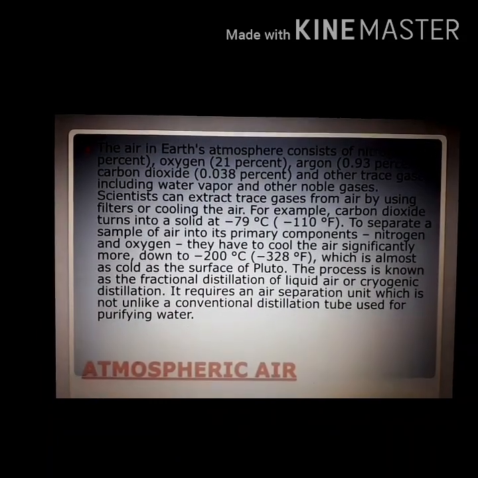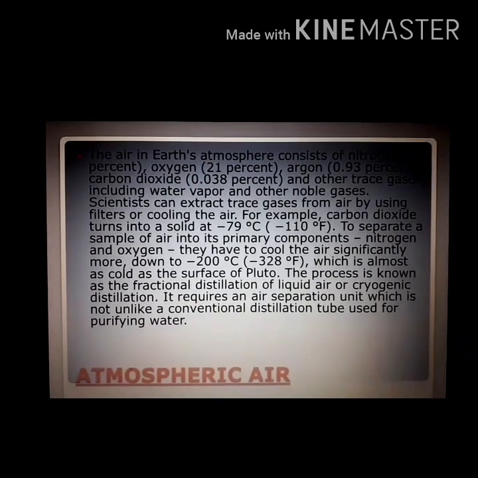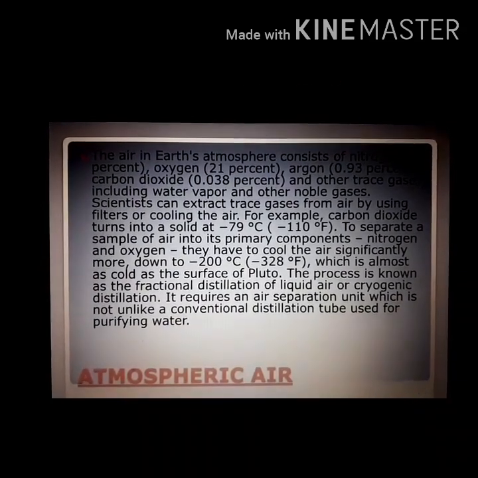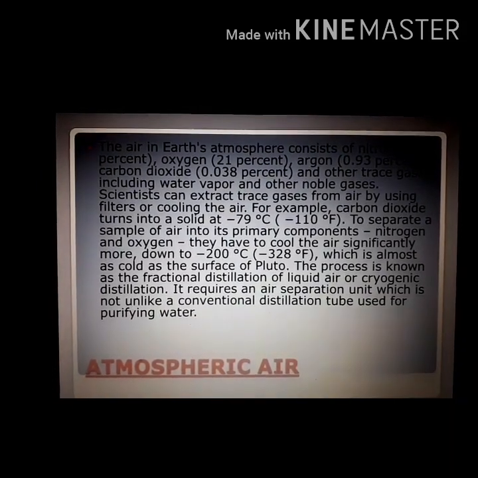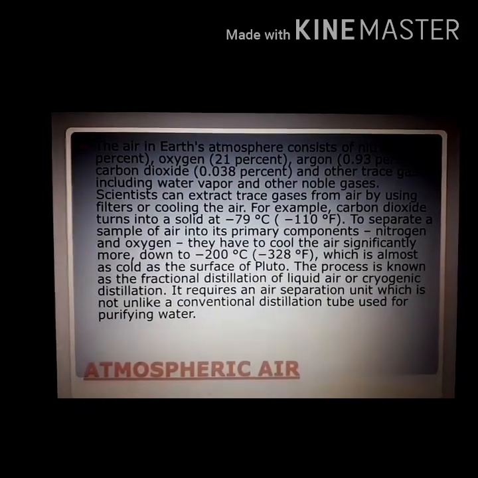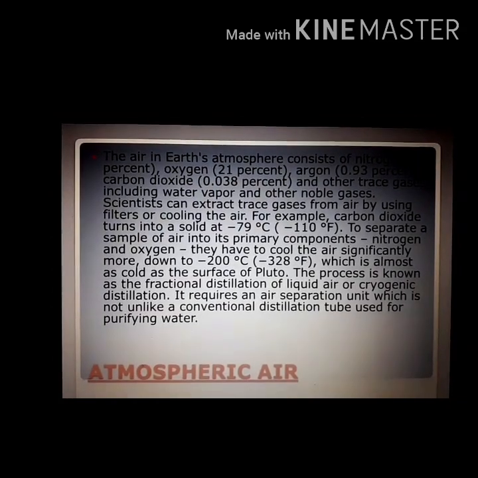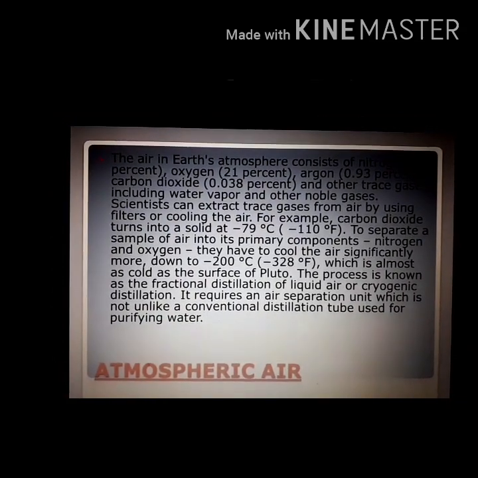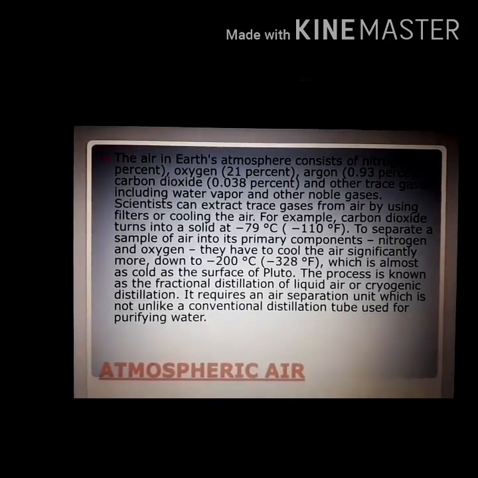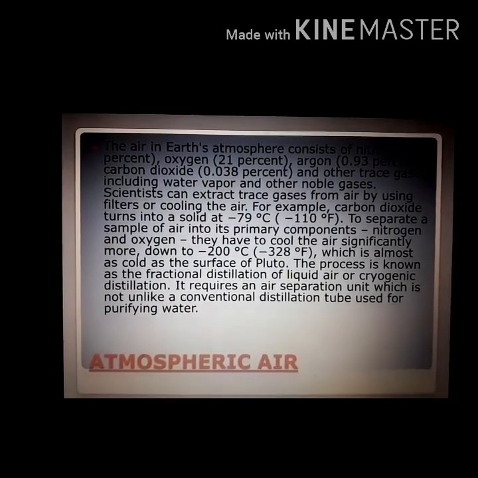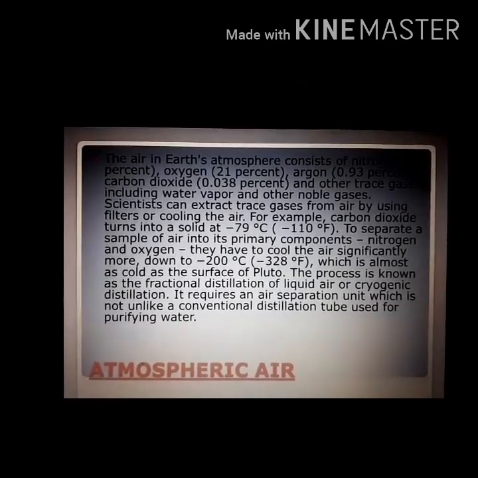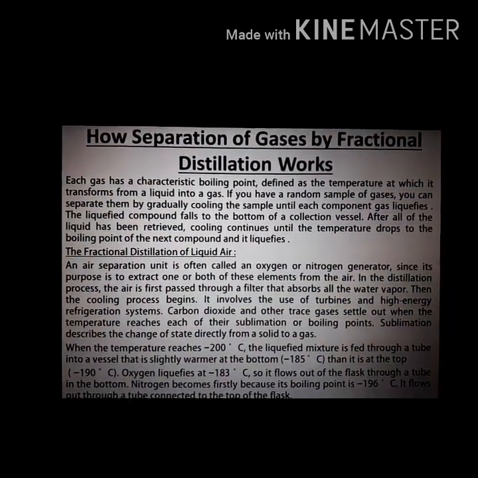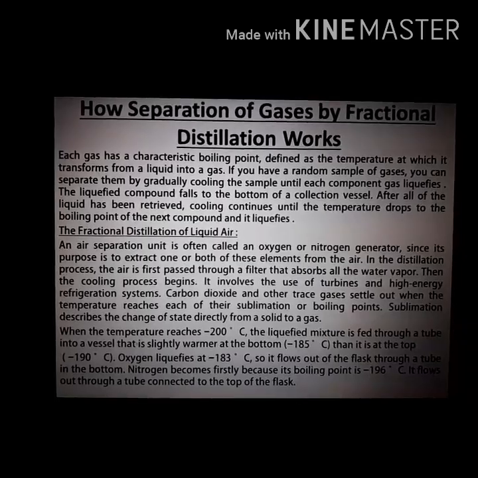Now we will discuss the separation of atmospheric air. Atmospheric air, as you all know, in Earth's atmosphere consists of nitrogen, oxygen, argon and other traces of gases including water vapors and some noble gases. Scientists can extract trace gases from air by using filters or by cooling the air at high pressures. Now we will learn how to separate the components of air by cooling them. Clear? So let's learn how separation of gases by fractional distillation works.